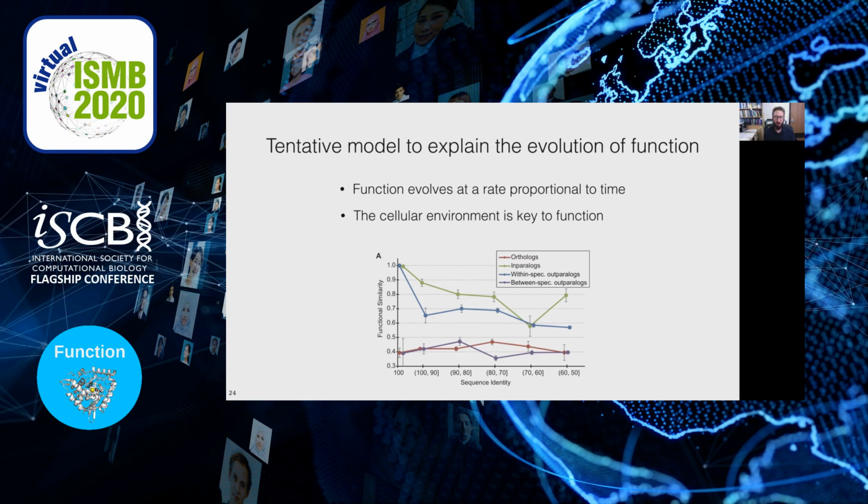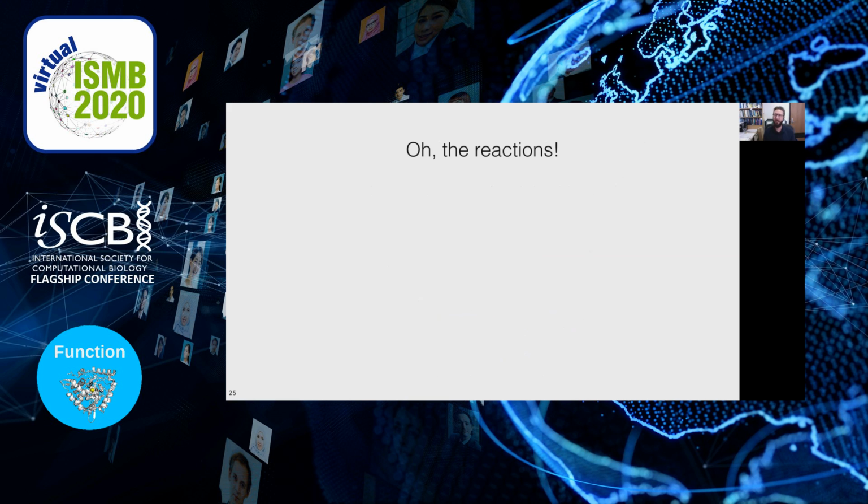The second thing we have to pay attention to is that it's clear that the cellular environment is key to function. Being in the same species is key to function, and that's true of biological process and molecular function. You may be an enzyme in whatever species you're in, but the type of enzyme you are and the types of reactions you catalyze differs depending on which species you take part in. So those were the main results 9 years ago, and boy, people had opinions about those results.